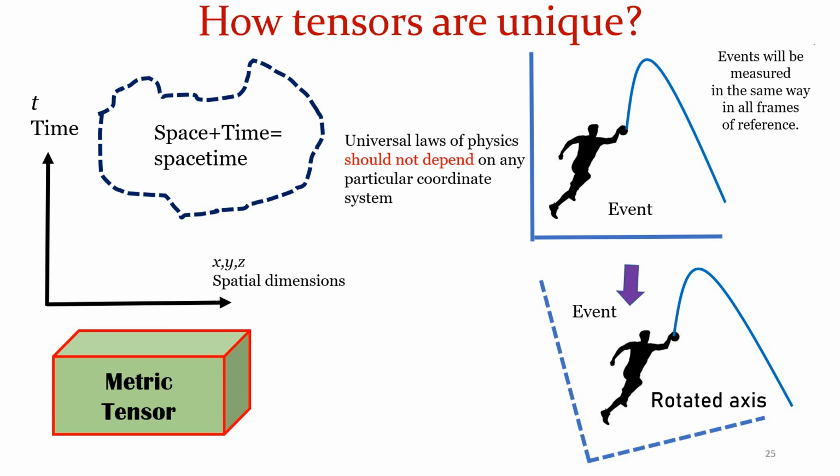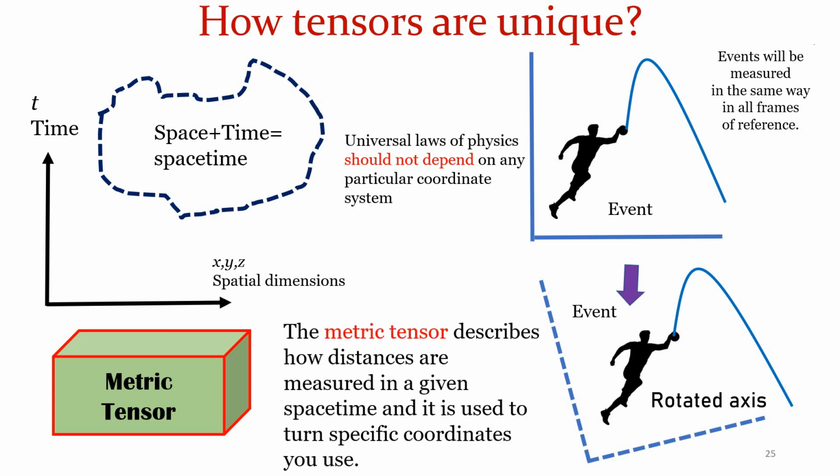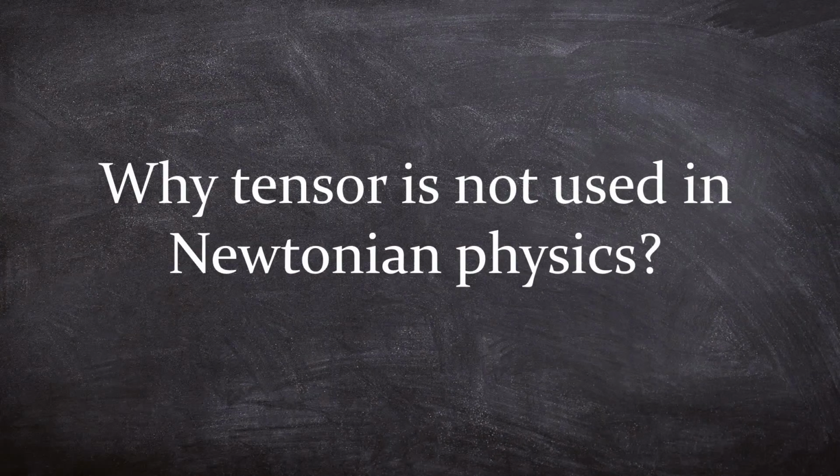Universal laws of physics should not depend on any particular coordinate system. And that is another important role of tensors, specifically the metric tensor. The metric tensor describes how distances are measured in a given space-time, and it is used to turn specific coordinates that we use into physical distances. So I hope by this time you are already getting a hint of why tensors are unique and why they are used in the general theory of relativity.